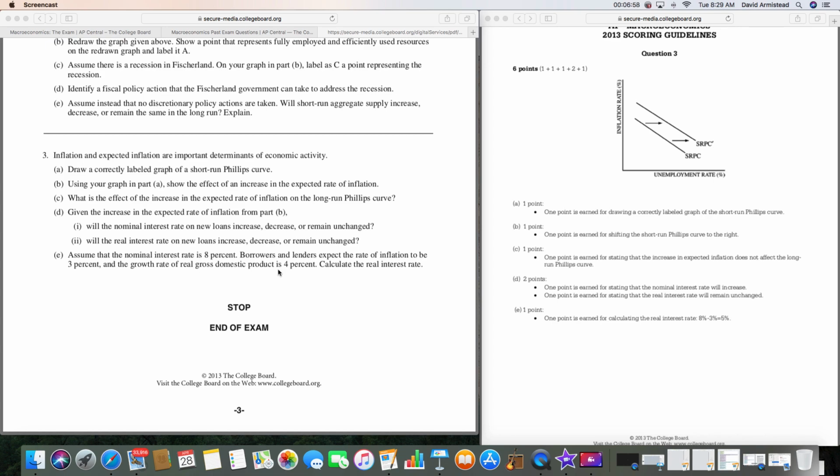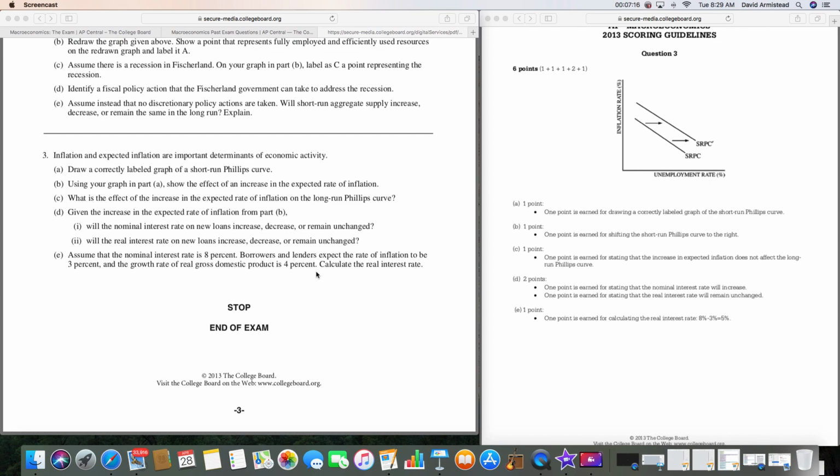Why are they throwing in GDP as 4%? They're trying to mess you up. They're trying to get you to bring that into the calculation. So no, to get the real interest rate, it's nominal minus inflation. Or to get the nominal, it's real plus inflation. Okay? That would be a really good thing to remember.